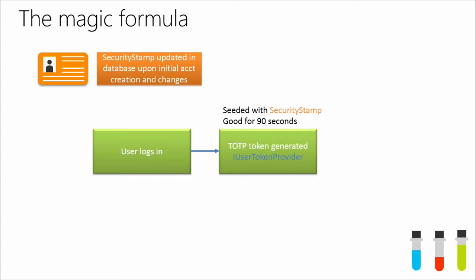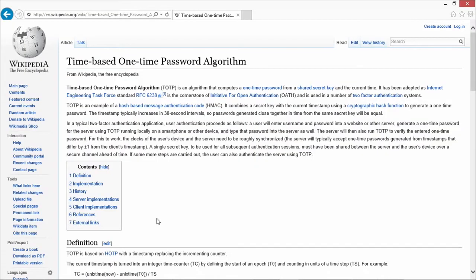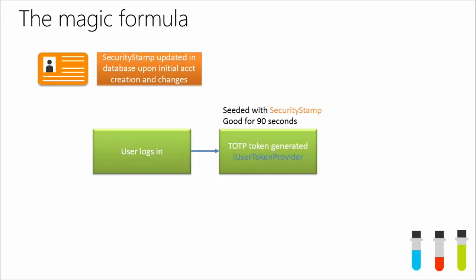You are seeded with the security stamp, this GUID, and there's an algorithm, TOTP. So let me switch over here real quick. Time-based one-time password algorithm. So your security stamp that is in the database, that GUID, is used as a seed for this algorithm. So it's unique to you. And remember, anytime you change your own information, that GUID in the database changes. And this time-based one-time password algorithm uses the time and that GUID, that unique ID, to generate a code. And that code is good for 90 seconds. So when you get notified of that code in your email or through a text message, you have 90 seconds to come back and enter it and verify it. And it's going to look at your security stamp and verify the code that you've entered.